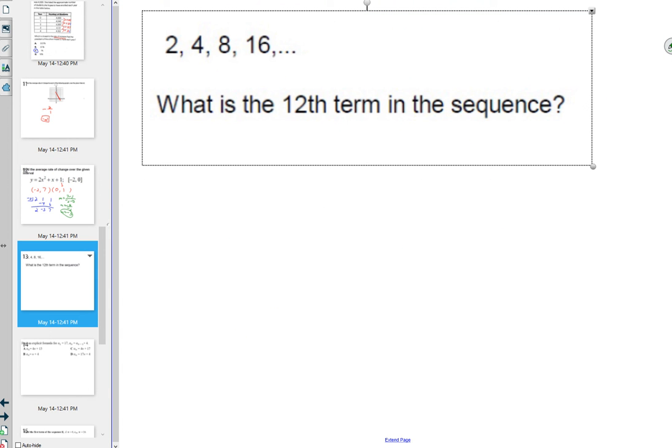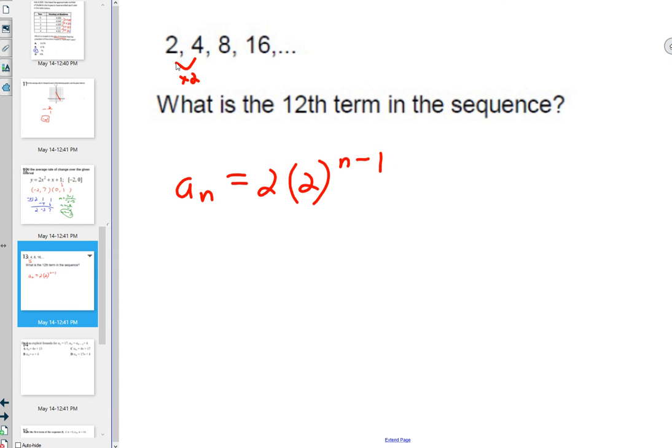What is the 12th term in the sequence? Okay, what type of sequence does this appear to be? Yes, it is geometric. Times 2 is the common ratio. So you have two options. You can find it recursively if you want. You can keep on going times 2, times 2, times 2 until you figure out what the 12th number is. Or you can just use the explicit definition, which says that any number in a geometric sequence is the first number, which is 2, times the common ratio, which also happens to be 2, to the power of n minus 1, which in this case the n is 12.